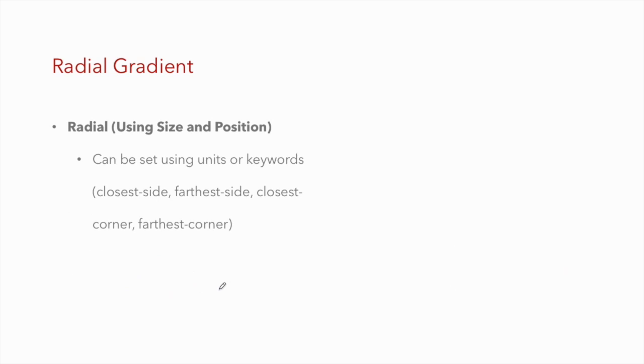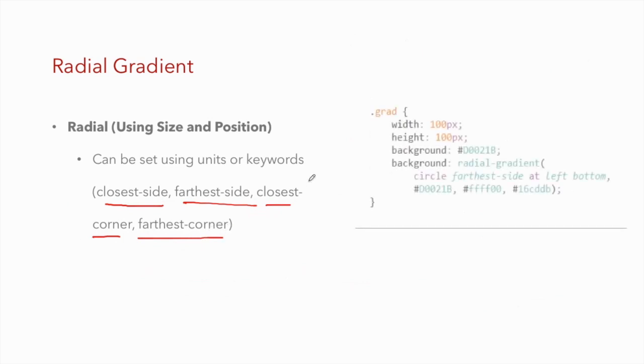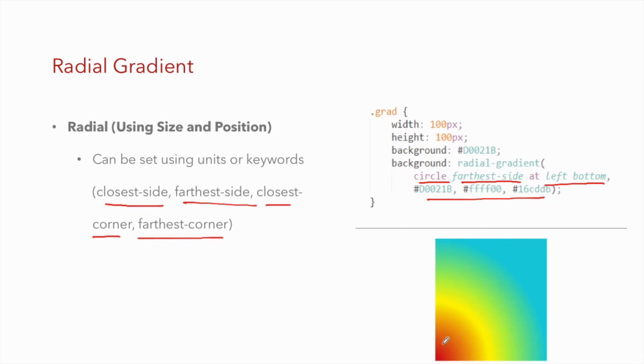Then we can specify size and position. It can be set using these keywords: closest side, farthest side, closest corner, and farthest corner. As we discussed, we can write either the keyword or the units directly in pixels, percentage, or em. So this is one example. I have written circle, then I have specified farthest side at the left bottom, and then I have specified 3 color stops. So in the output you can see that the position is the left and bottom. This is your left and bottom and this is the farthest side, and from here the gradient will start.